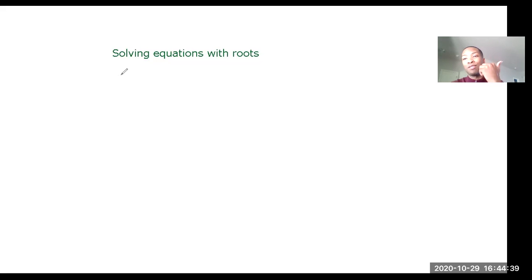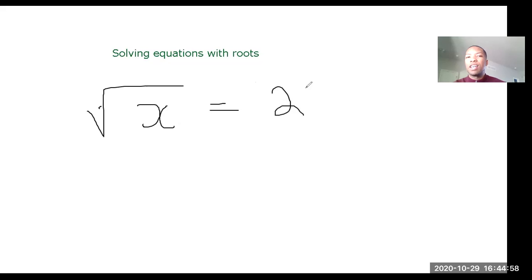So we're just doing the opposite of what we just did. We're going to reverse it. So before I gave you x squared is equal to 16, now I'm going to give you, let's do, square root of x is equal to 2. And the question is find x.